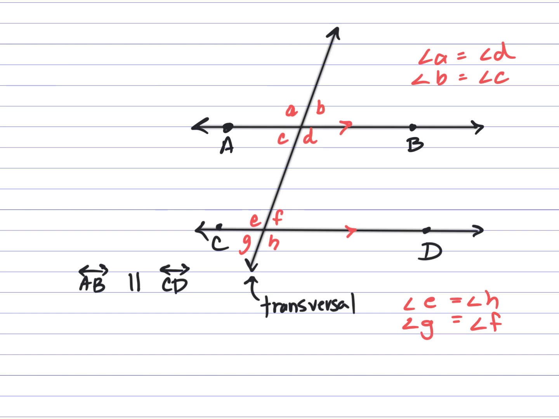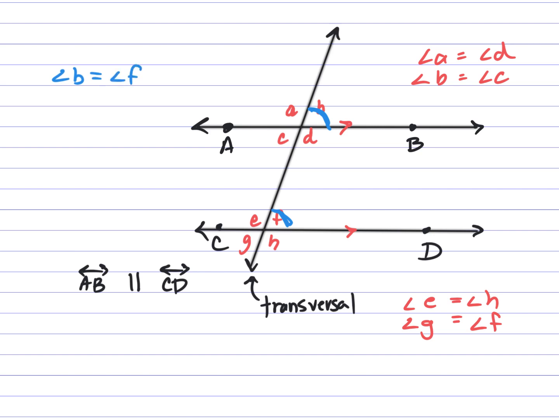Now, what other angles can I say are congruent, or equal? If we had a compass and wanted to measure the degrees, it looks like to me that F, this angle, and B, this angle, are congruent. They look like they're the exact same. And in fact, they are. This is an angle relationship called corresponding angles. So B is equal to F.